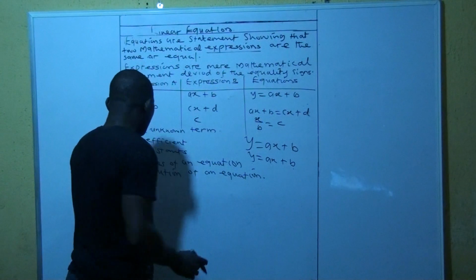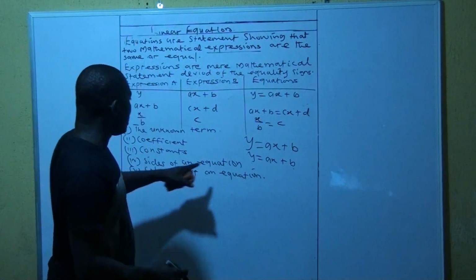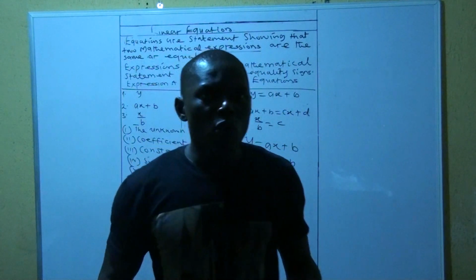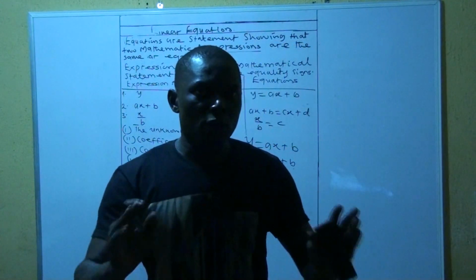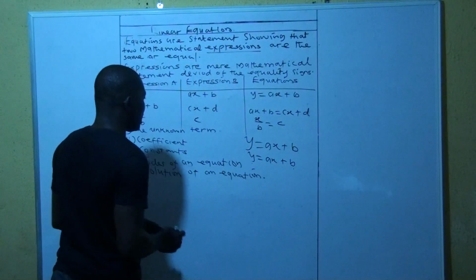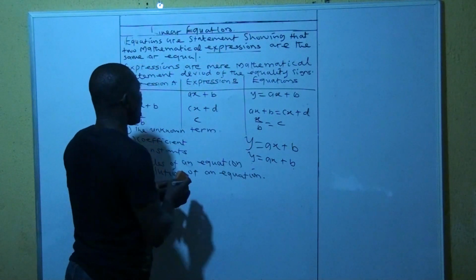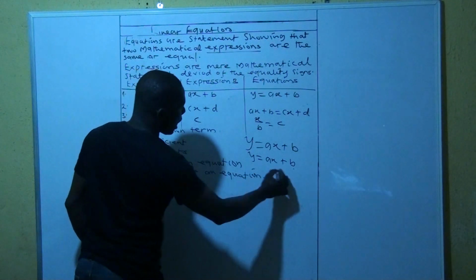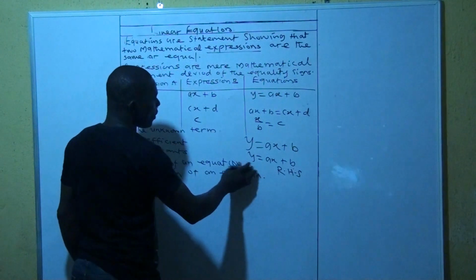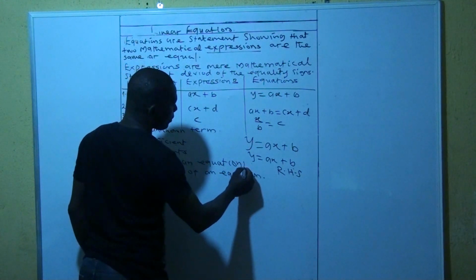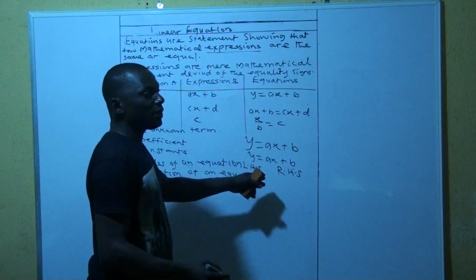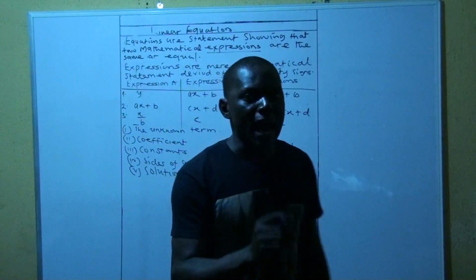So then sides of an equation. An equation usually has at least two sides. If you look at these equations, this is the right hand side, and on this side before the equality sign is called the left hand side. So an equation has two sides, the left hand side and the right hand side.